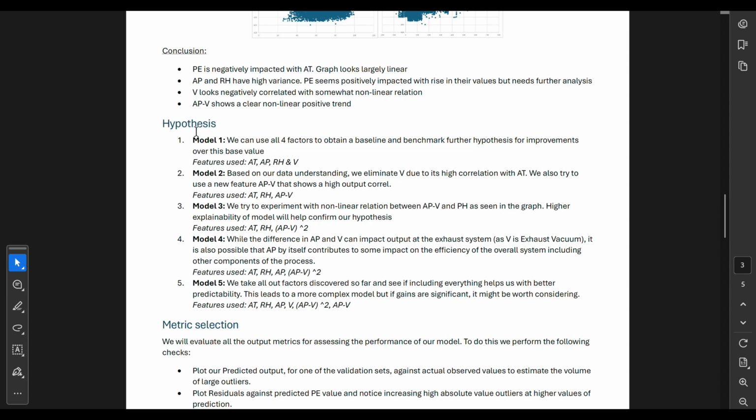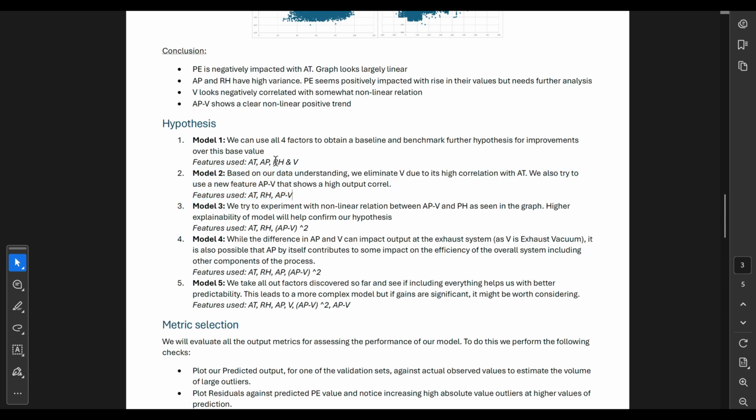Based on all our findings, what we next do is build out a hypothesis for our models. So model 1 is just for baseline setting, to identify what's the benchmark that we are getting by taking all of our input features, running the regression on it against our output, and seeing what sort of a baseline value we are getting. So model 1 is more for baseline setting.